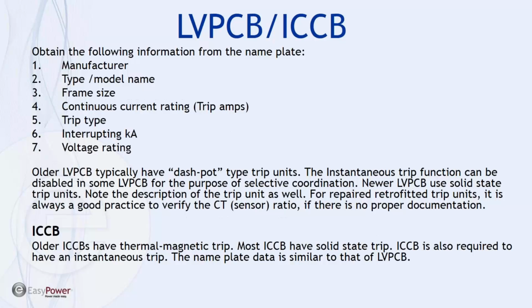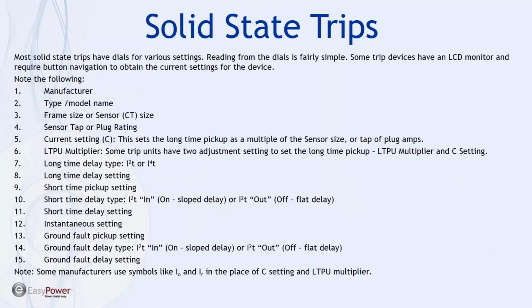For low voltage power circuit breakers in the insulated case, again, the manufacturer, the type and model, the frame size, continuous current rating, trip type, and interrupting. And then on older breakers, there will be a dash pot type of trip, and these need to be recorded in terms of the characteristics. Solid state trips, again, these are very often a separate unit or in a separate section of the breaker panel. And you need to record the manufacturer, type and model, the frame size and sensor.